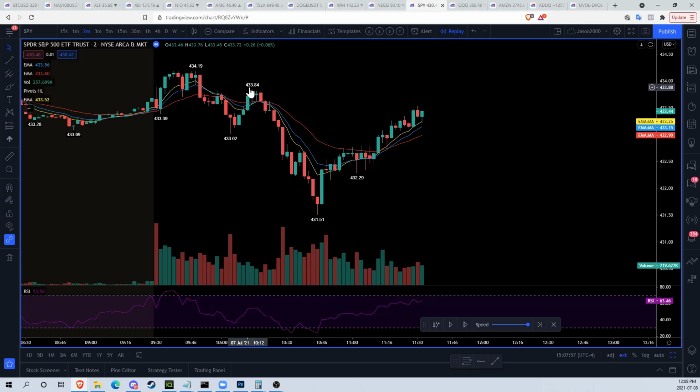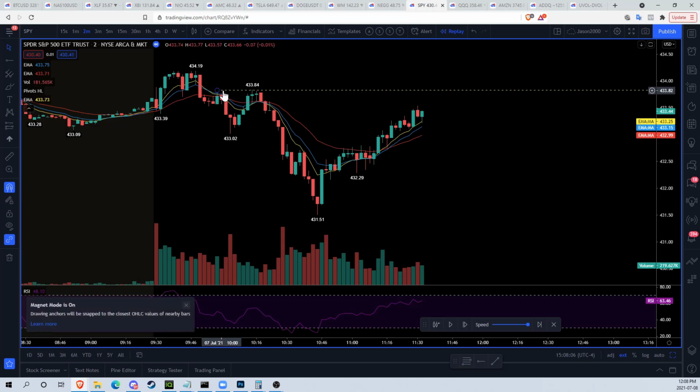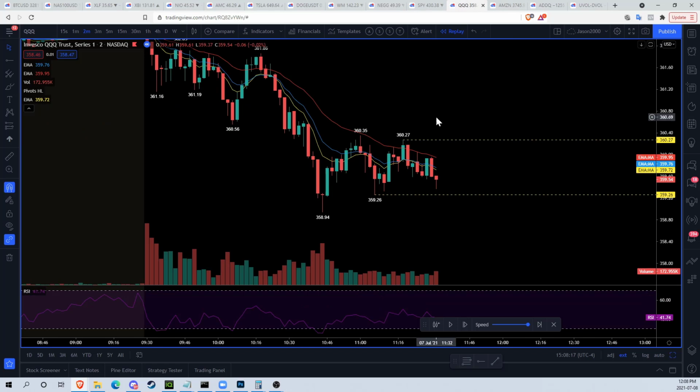Our only resistance is 433.84, and that isn't too far away. So far, bulls are in nice control with pretty much a double top to look at for an area of resistance. In fact, I believe that is a double top at 433.84. So bulls very well established. Now this chart looks really dissimilar to QQQ at exactly the same time.